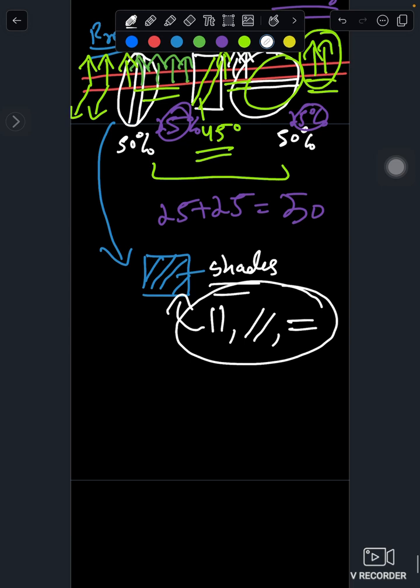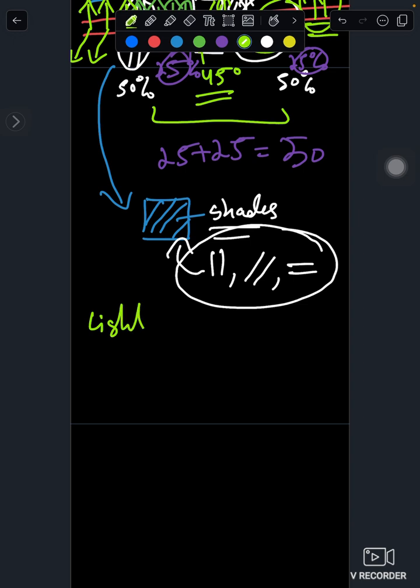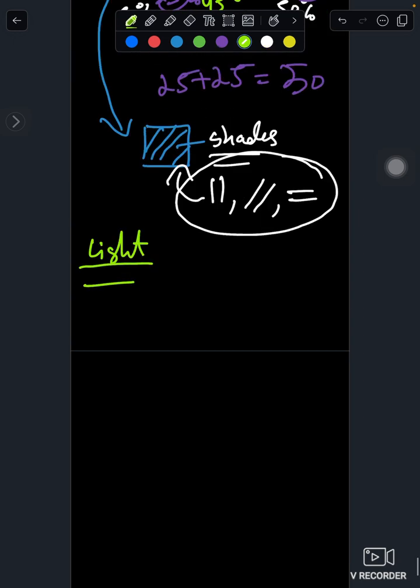Then what do we talk about with light? Then we have something known for light, which is refraction. What is refraction?